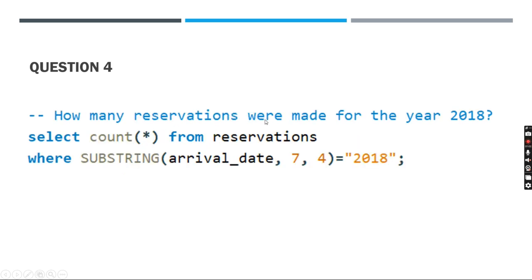As for the next question, how many reservations were made for the year 2018? So basically we first had to get the substring from the date in order to get the year from the date, and then we count all the reservations in that year.